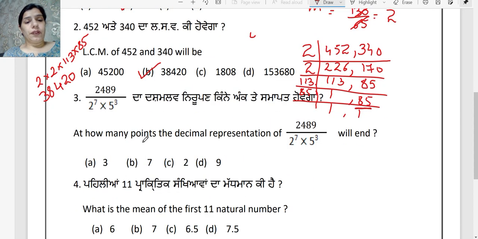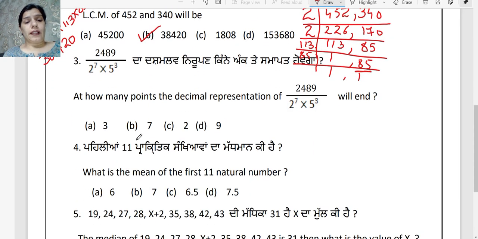Moving on to question number 3. You have to find after how many places the decimal representation of 2489 divided by 2 raised to the power 7 multiplied by 5 raised to the power 3 will end. Beta, you know that the numerator is neither divisible by 2 because the last digit is 9. Odd है तो वो 2 के टेबल पे नहीं जाएगा. Neither is it divisible by 5, so it cannot be cancelled in any form. This is the lowest form.